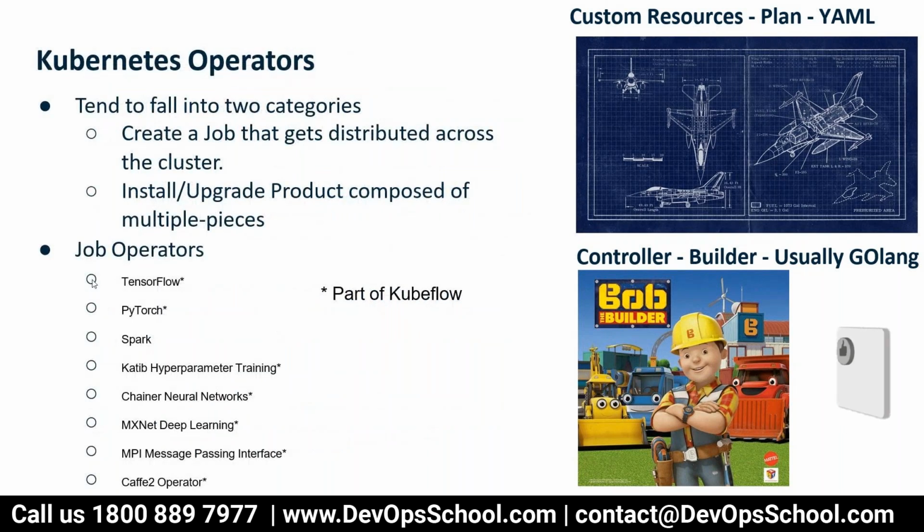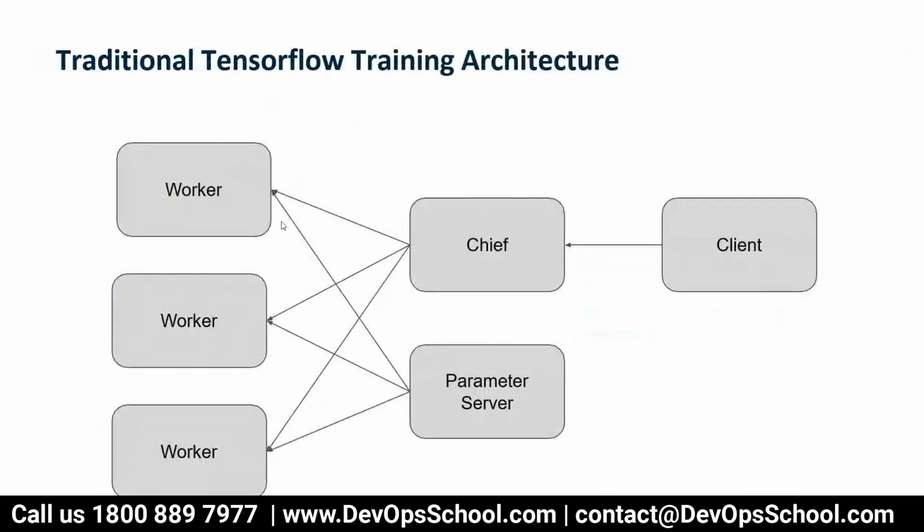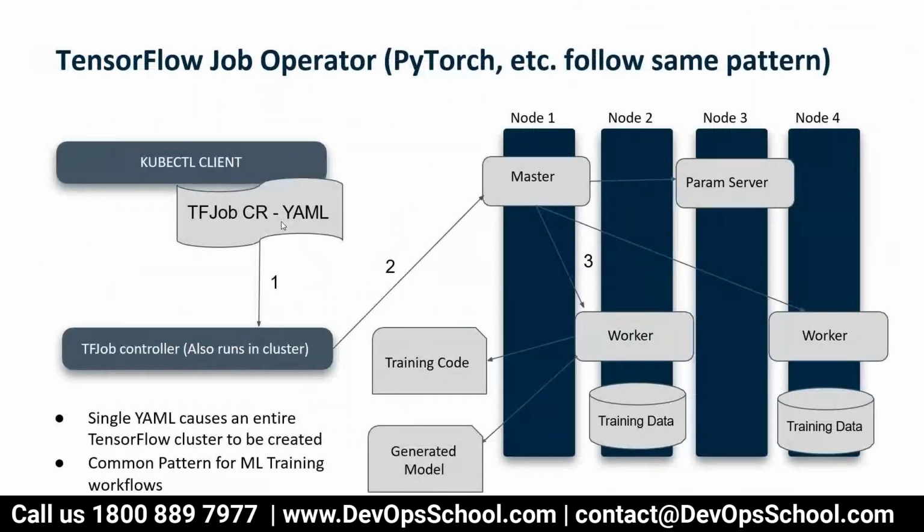So let's say there is one operator for TensorFlow, one for PyTorch, one for Spark, one for everything. There are a hell of a lot of operators installed. That means anything you want, just specify the kind and deploy, and you will get those options. Here it says they tend to fall into two categories: create a job that gets distributed across the cluster, and install or upgrade a product composed of multiple pieces. This is something you can do through an operator.